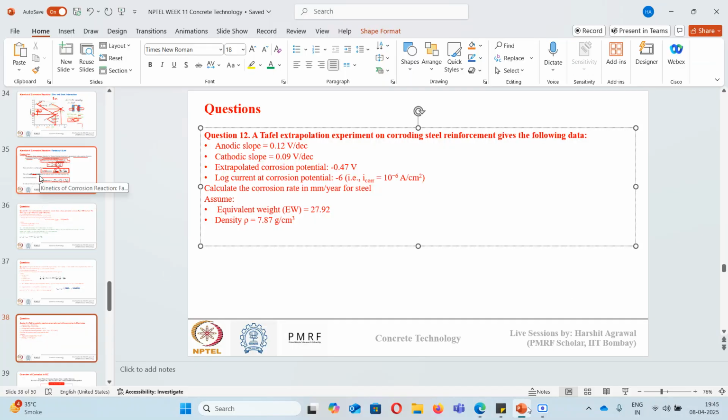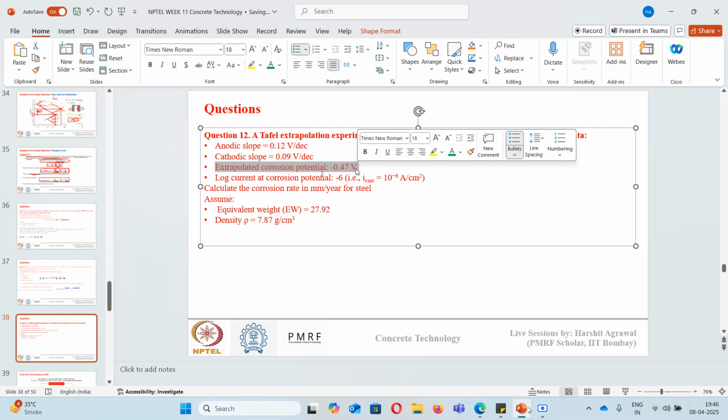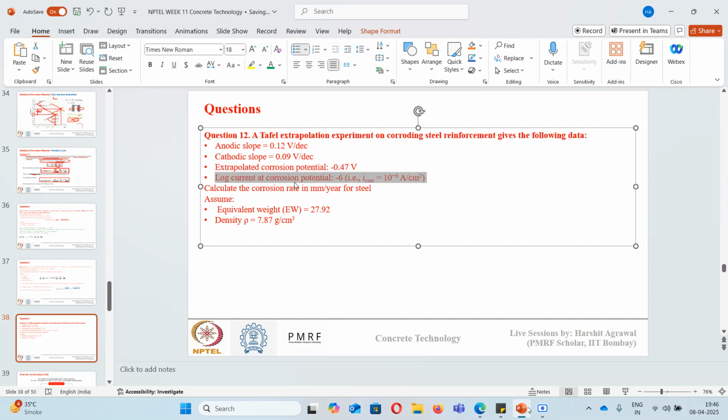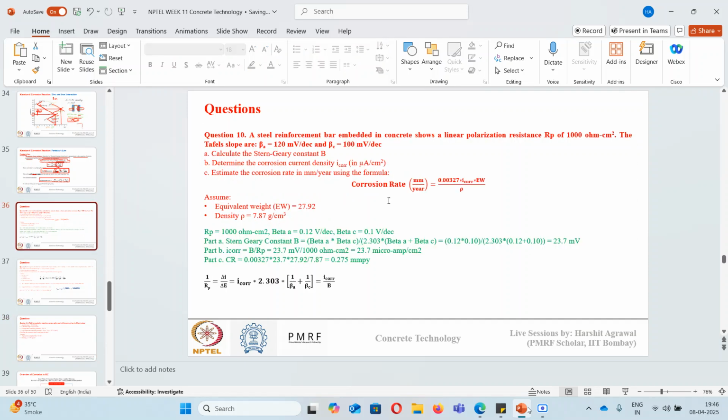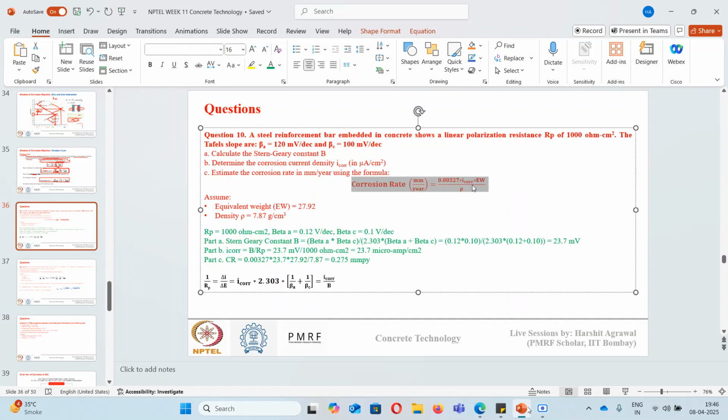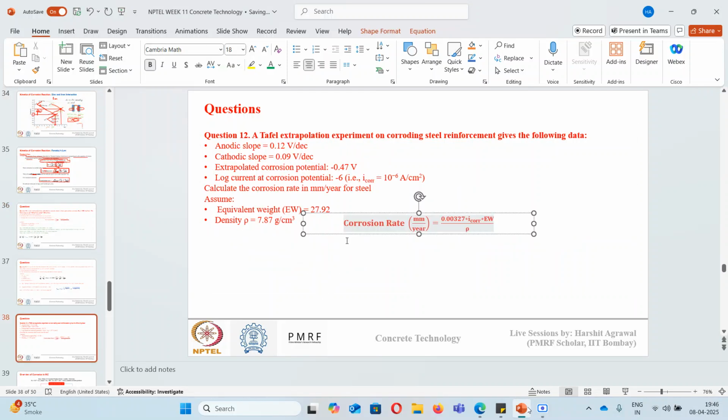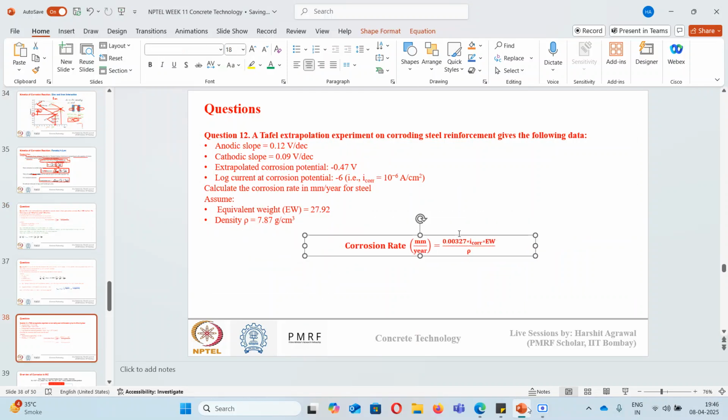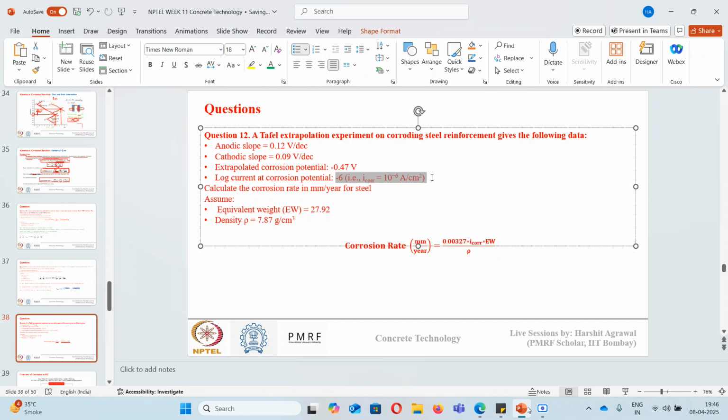So I will just give you a hint how to go along with this question. You see here what we have given: anodic slope beta A is given to us, beta C is given to us, potential value is given to us, and current value is given to us. And we need to calculate the corrosion rate. But you see, we already know how corrosion rate is estimated. So what is needed? We just need the ICOR value that is given already to us. All this extra data was not needed. It is just for confusion. The only value that was needed was the ICOR value.